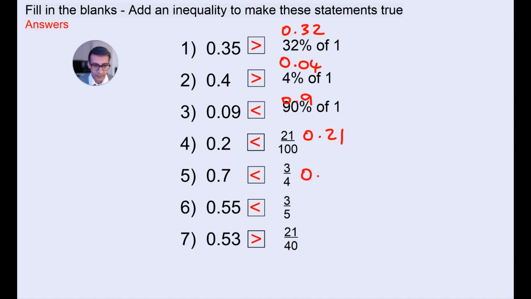This will be 0.75. This will be 3/5 is 6/10, which is 0.6. And then 21/40, like in the previous slide, that will become 0.525. You can see this one is slightly smaller. Okay, I hope that was useful. So in this slide, it's actually better to turn everything into a decimal rather than a percentage, although you may have done it a different way, and that's completely fine.